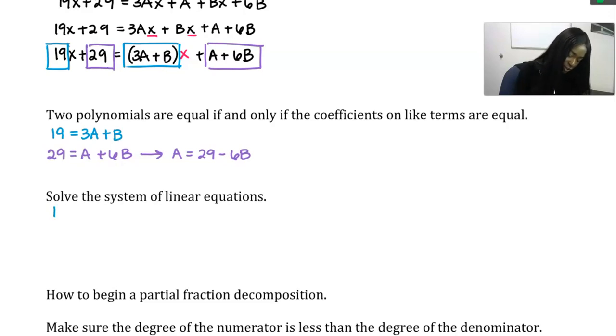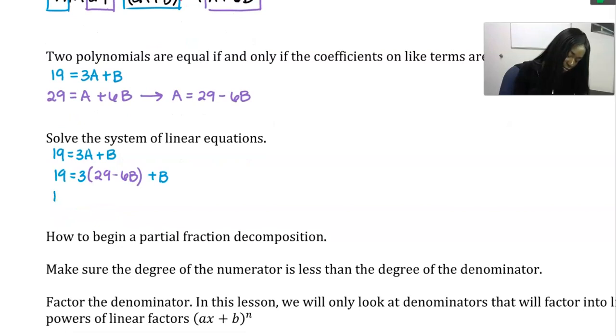So in the first equation, we had 19 equals 3a plus b. I'm going to replace the a with 29 minus 6b. That was me doing the substitution. Let's continue to simplify this. I'm going to distribute the 3. 3 times 29 is 87.